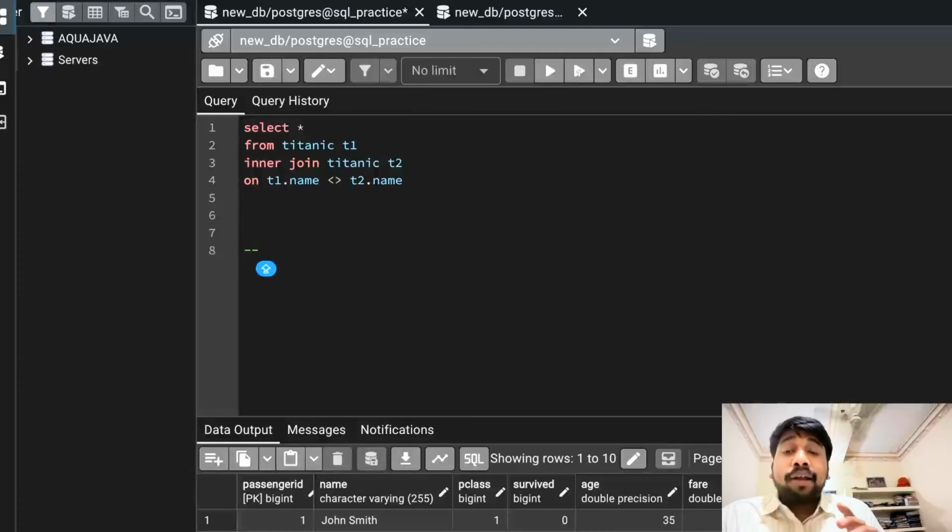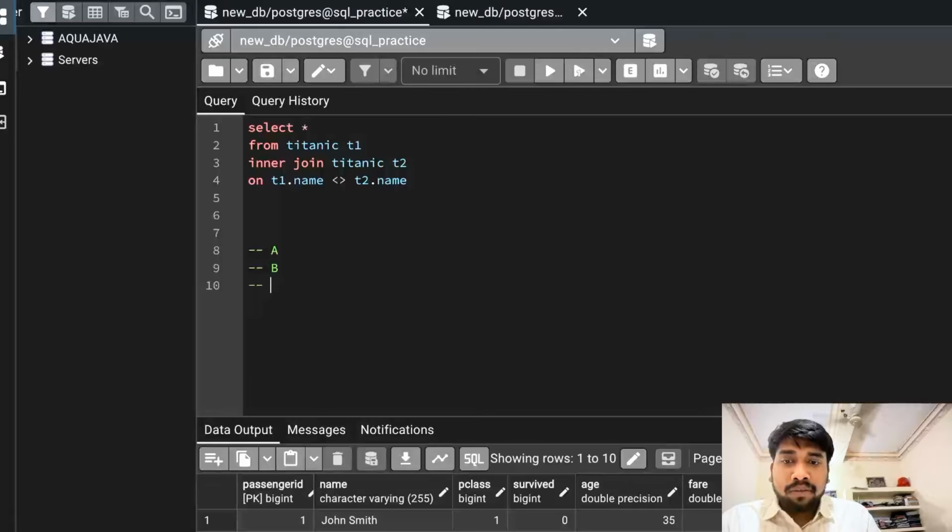Okay. Now, let's say you have a table with a column containing these 4 rows: A, B, C, and D. You are self-joining it with the condition that T1 is not equal to T2. Now, what will happen? Let's take it down further.